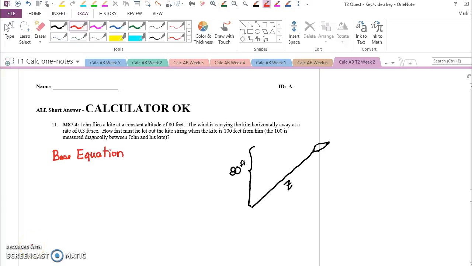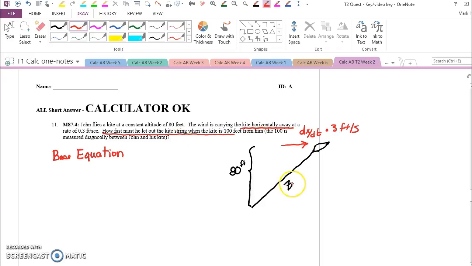The first thing in solving this related rate problem is recognizing and getting the base equation down. Because you're given speeds, horizontally a speed, so I would call that dx/dt, that's given as 0.3 feet per second. And you're asked for how fast must he let out the string of the kite.